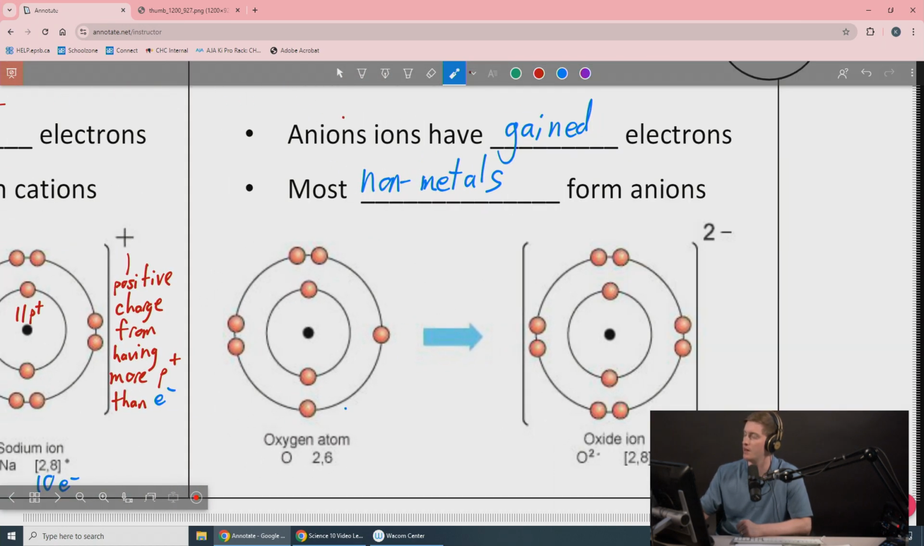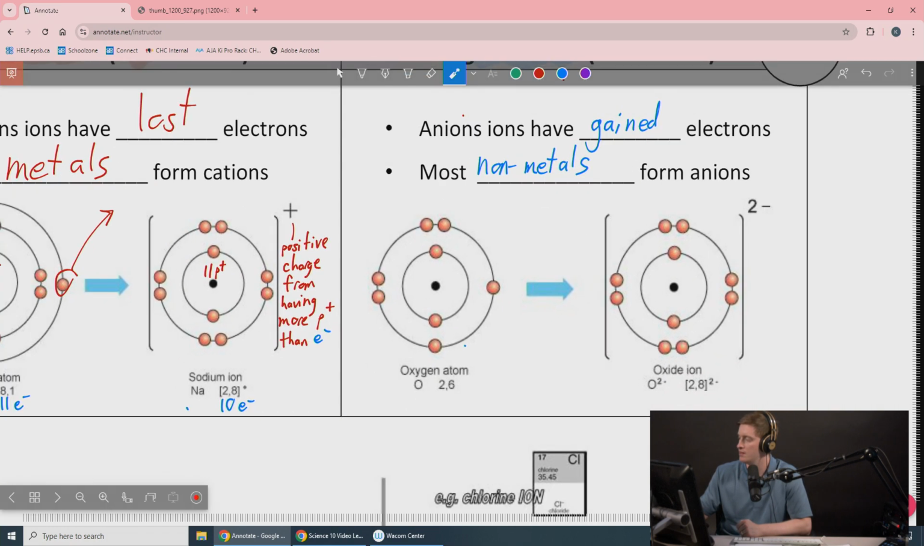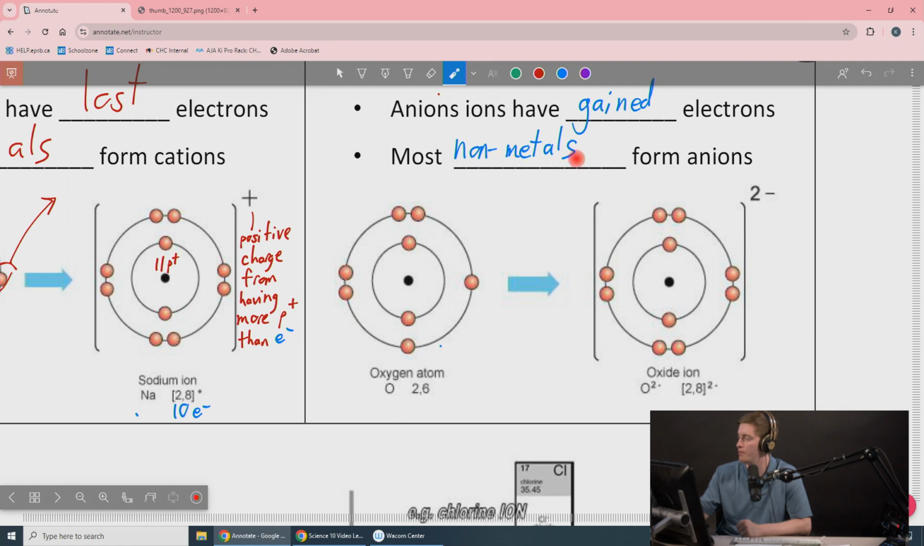Moving over to the anion box here. Anions have gained electrons. Most nonmetals form anions. This is oxygen here. The oxygen atom, this is our configuration, has 2 electrons in the first energy shell and 6 in the next energy shell. It wants to have a full outer energy shell. Oxygen could either lose all 6 of these or gain 2. It's much easier for oxygen to gain 2 electrons and then fill up its outer energy shell.